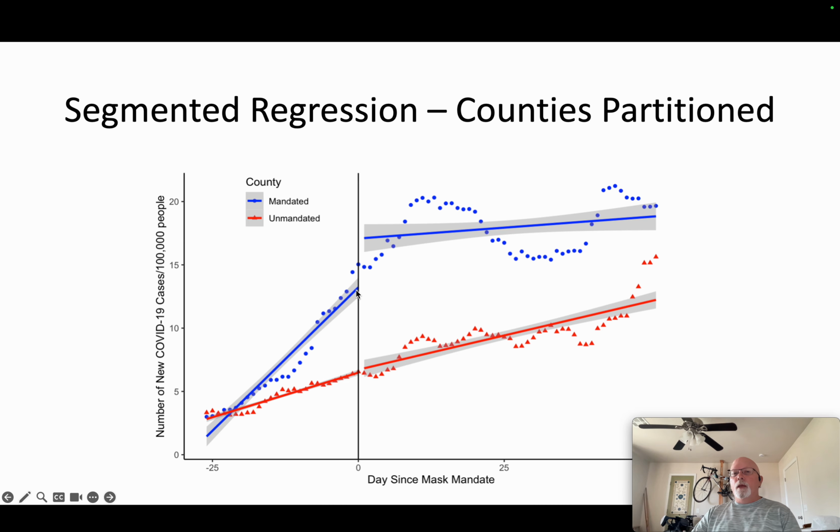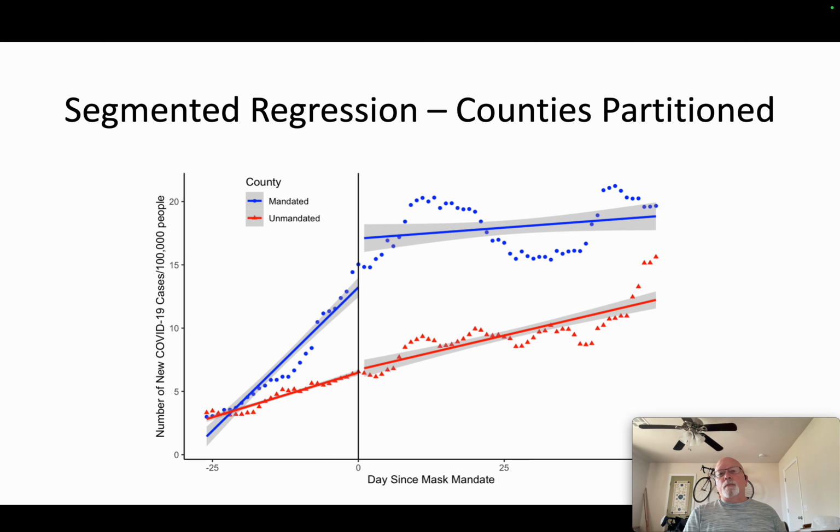And so I didn't see a downward trend, but I definitely saw a trend that is not significantly different from a slope of 0 here. And so implementing a mask mandate did reduce the rate of spread of the pandemic, and that rate of spread was essentially unchanged in places where there wasn't a mask mandate.